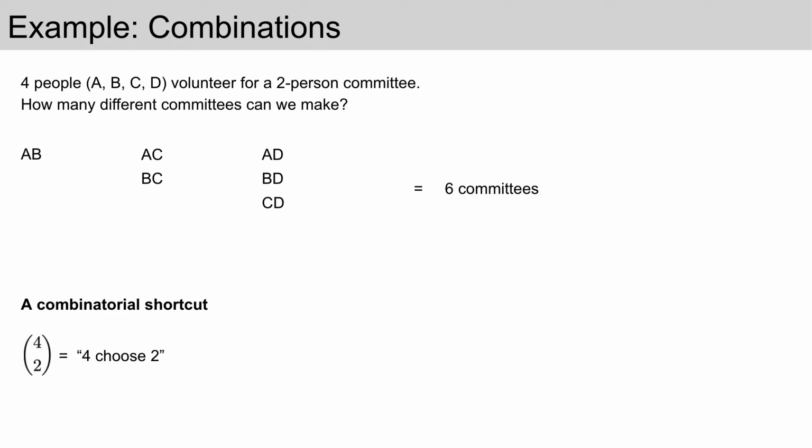Specifically, or by definition, this combination is calculated by 4 factorial divided by 2 factorial, where 2 is the number of people we're selecting, and 4 minus 2 factorial, where 4 minus 2 is the number of people we're not selecting. Plugging in the numbers, this again gives us an answer of 6 possible outcomes. But let's explore why this works.